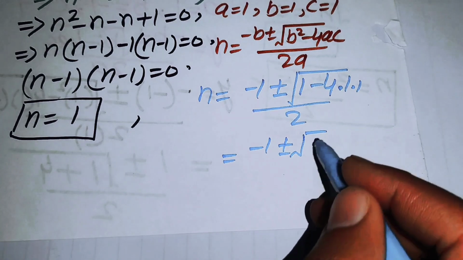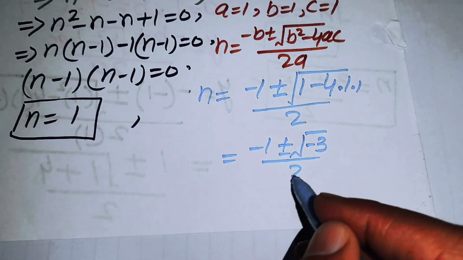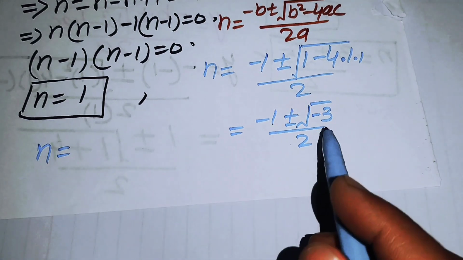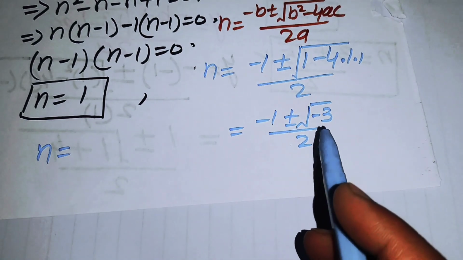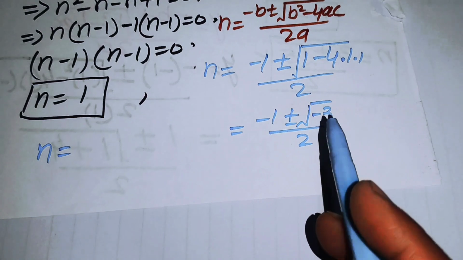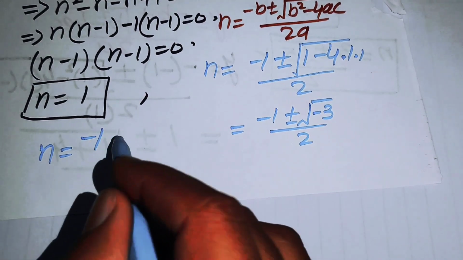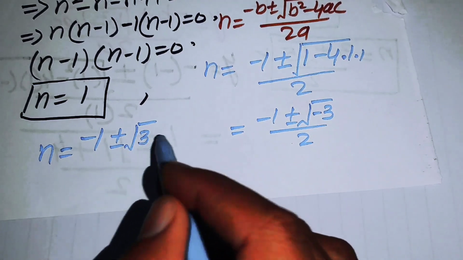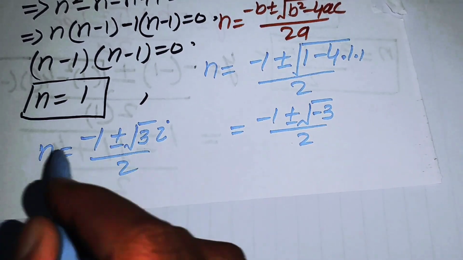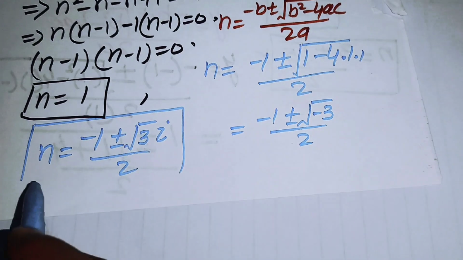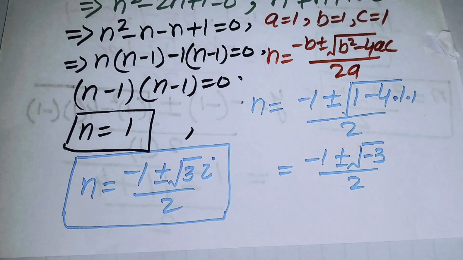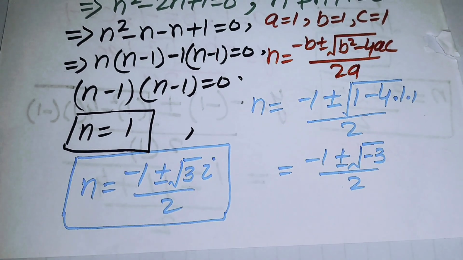So we have n = (-1 ± √(1 - 4)) / 2 = (-1 ± √-3) / 2, and you know that when a negative sign occurs inside the square root, it becomes iota, and we write it as (-1 ± √3 i) / 2, and these are the other two complex roots of the given equation, and this is the final answer.